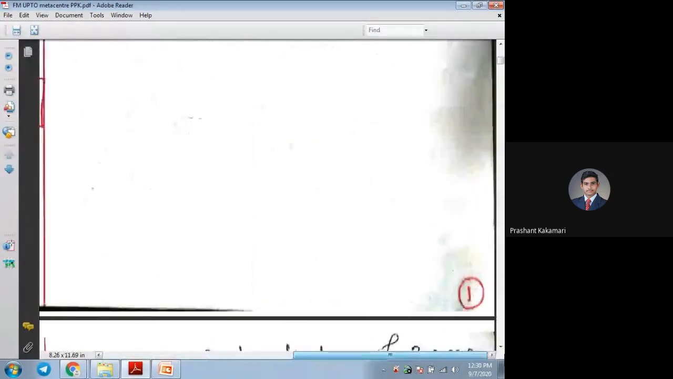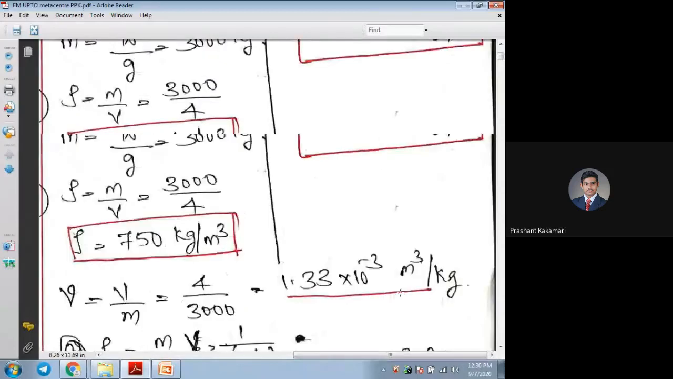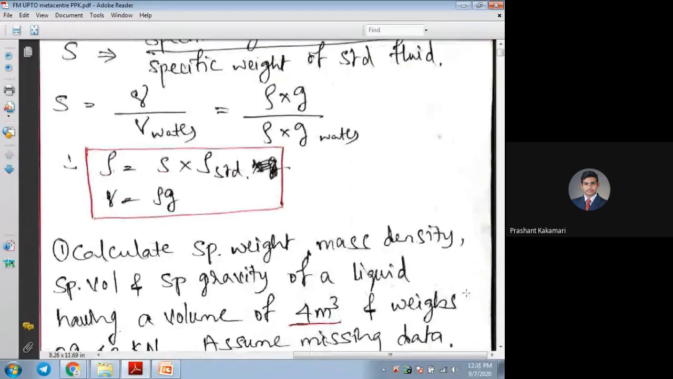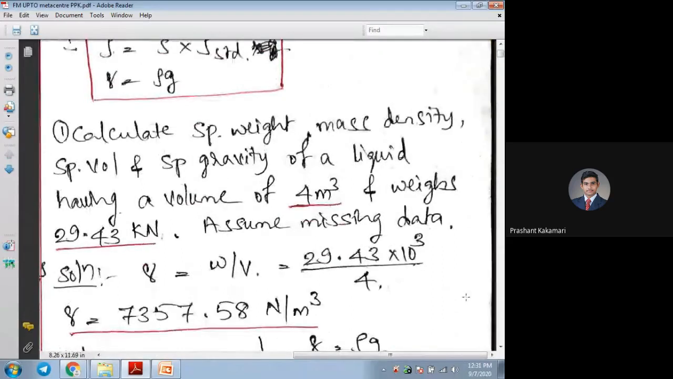So take one more problem here. Just note down the problem and solve it. Yes. All of you note down. Calculate specific weight, mass density, specific weight or weight density. Calculate weight density, mass density, specific volume, and specific gravity of a liquid.